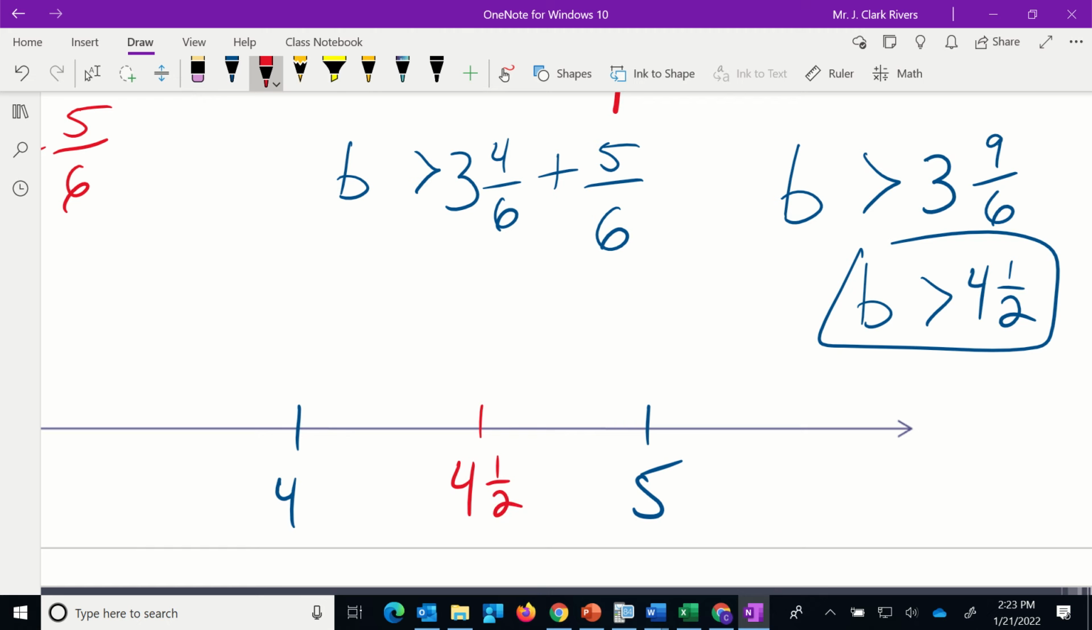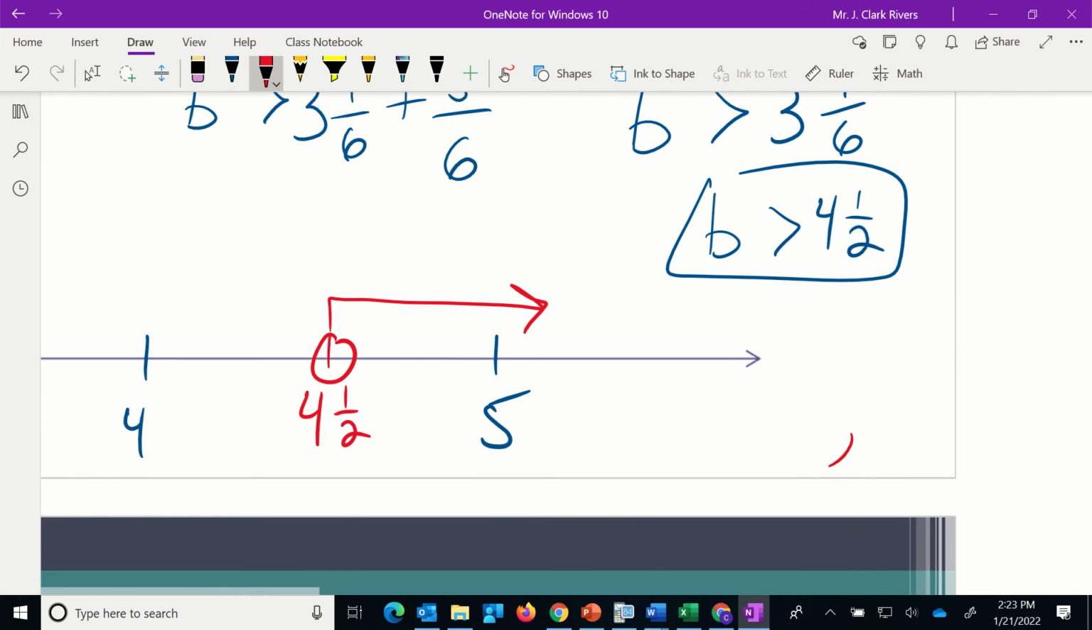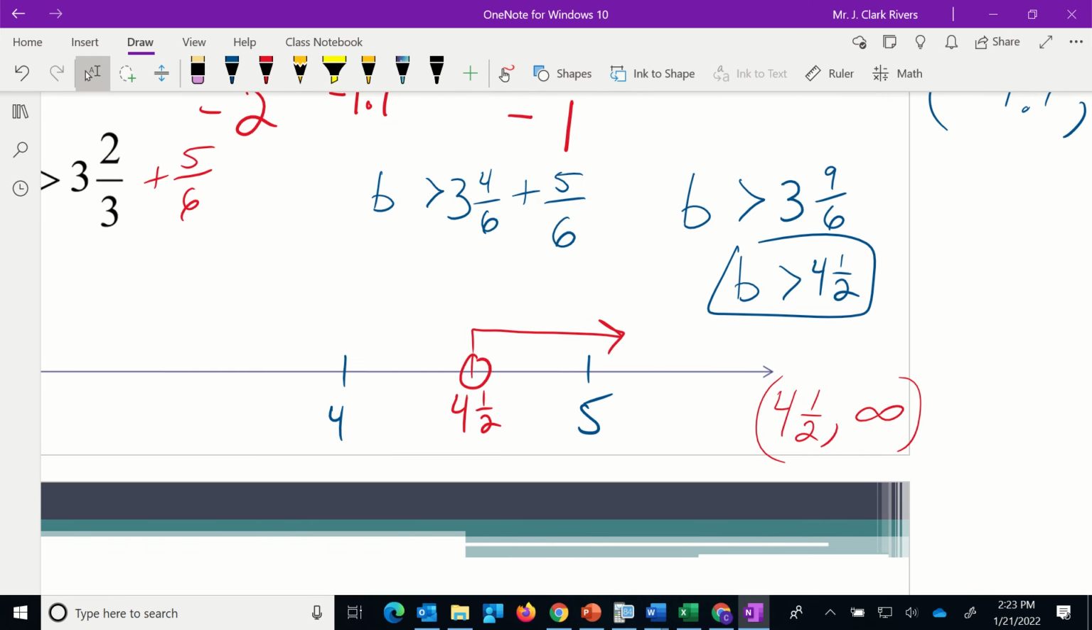Open or closed circle, Chloe, what do you think? Open circle. Shade left or right, Claire? Right. And let's write the interval notation here. So Jack, comma. If we go to the right forever, where do I put the infinity? On the right side of the comma. Does it get a bracket or a parenthesis? Parenthesis. And then on the left side, we write 4 1/2. Does that get a bracket or a parenthesis? Parenthesis. So there we go. There's our answer. James.